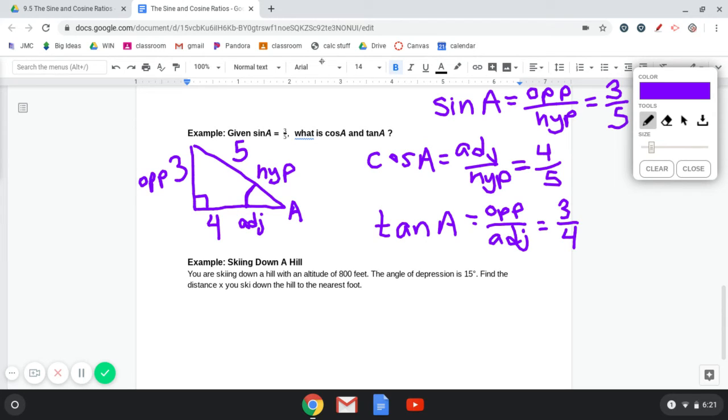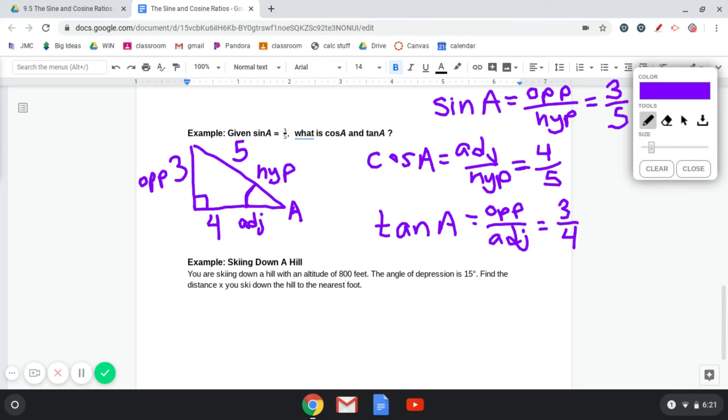So first, start by drawing your triangle, and you have to know what sides these numbers correspond to. So our sine ratio is opposite over hypotenuse, so we knew that the opposite side had length 3, and the hypotenuse had length 5. That's kind of the key for these types of problems.